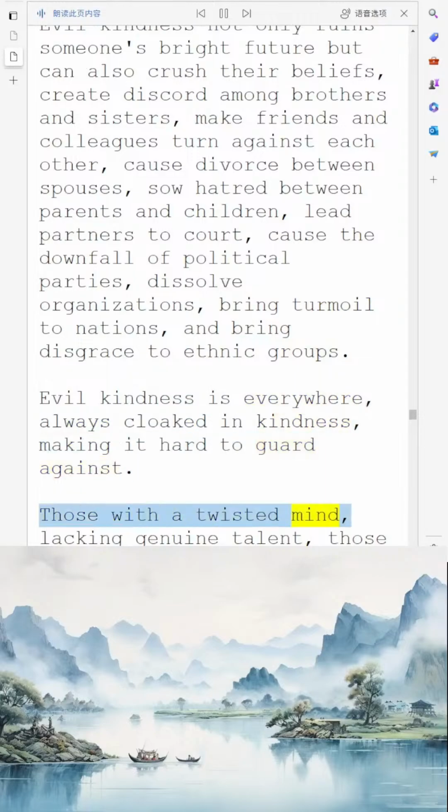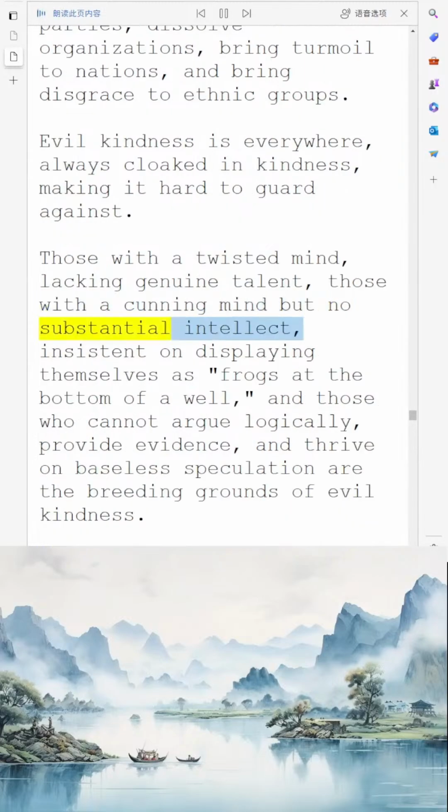Those with a twisted mind, lacking genuine talent, those with a cunning mind but no substantial intellect, insistent on displaying themselves as frogs at the bottom of a well, and those who cannot argue logically, provide evidence, and thrive on baseless speculation are the breeding grounds of evil kindness.